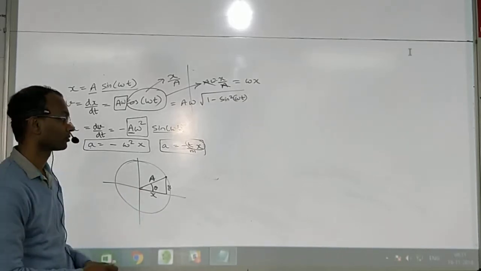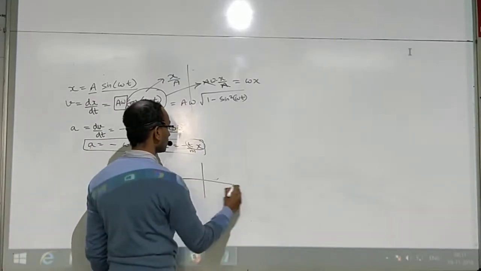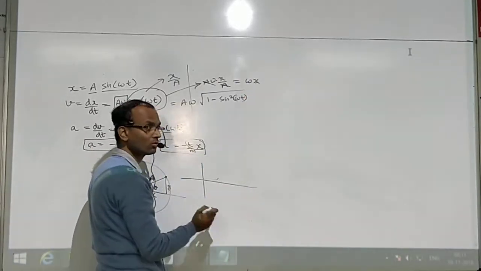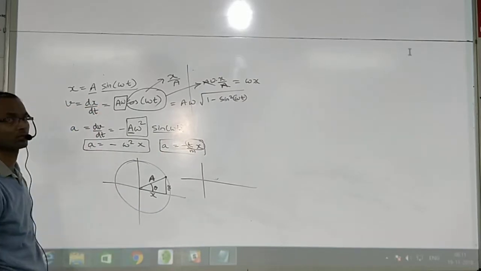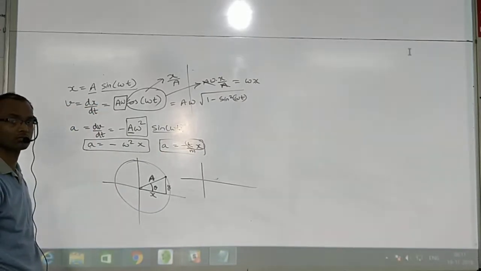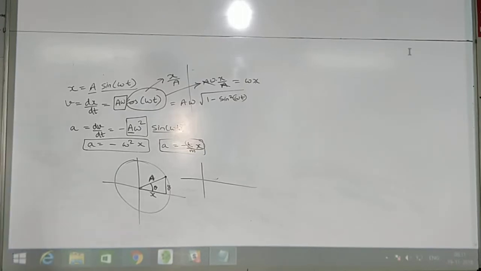Which is exhibiting SHM? So it's exhibiting SHM in the y direction, not x. Yeah, in the x axis. We have described everything as x, right? No, a sine of omega t. According to a sine of omega t, it's in the y direction.